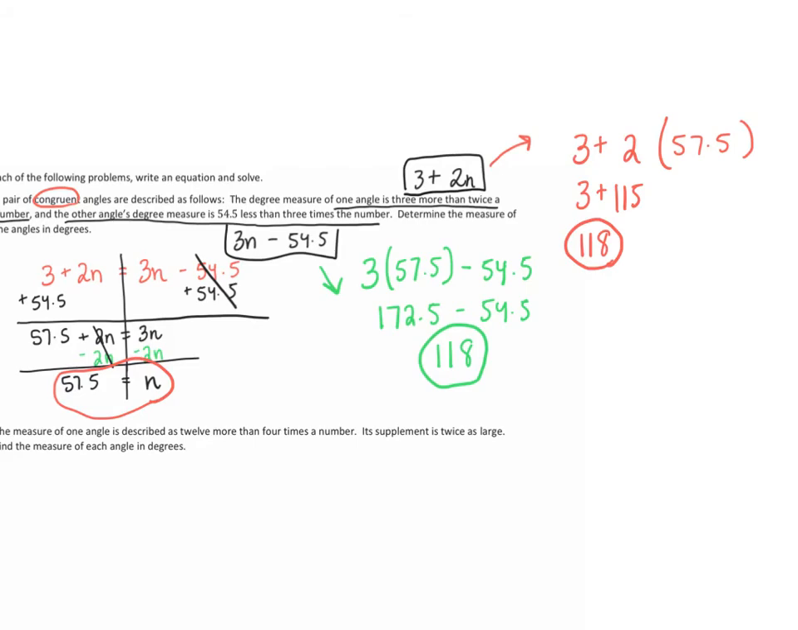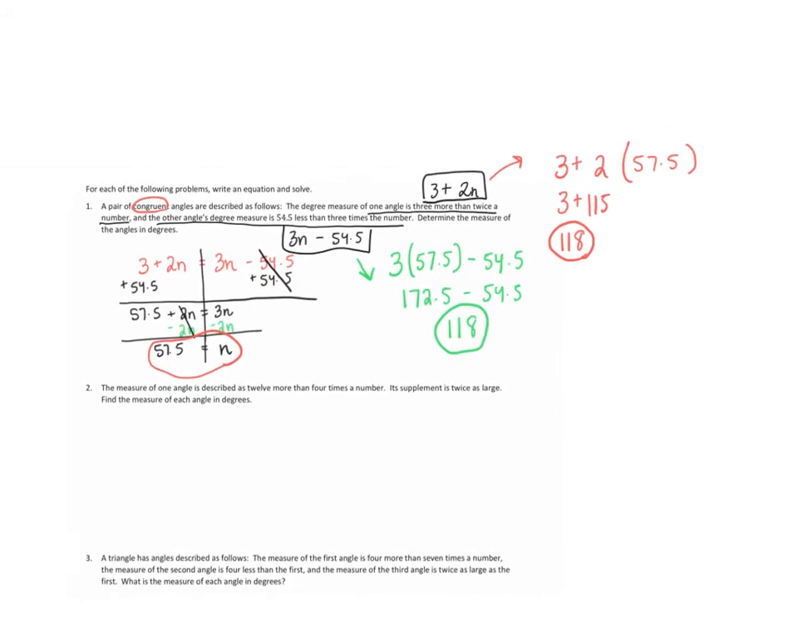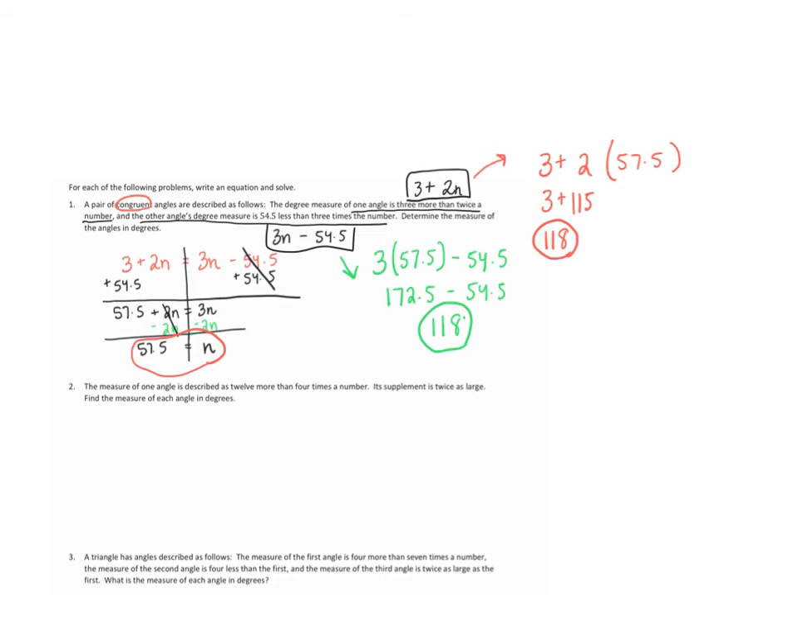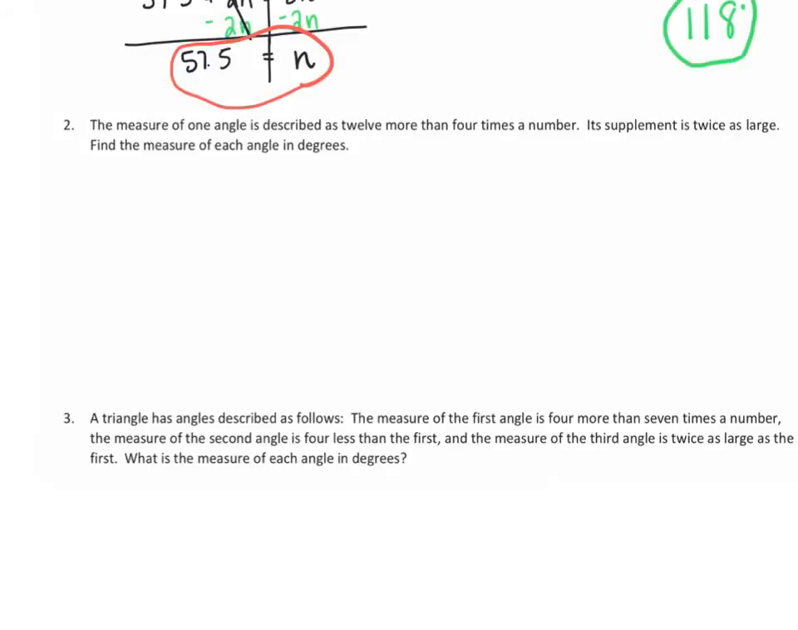So these were congruent, right? Determine the measure of each angle. They are both 118 degrees. I'll put my little degree sign. And that's number 1.